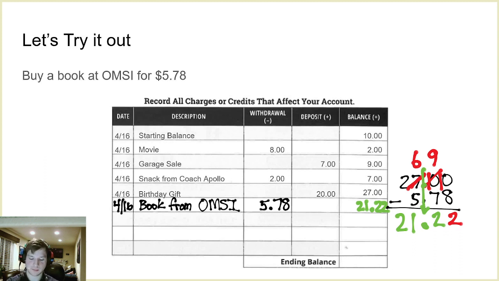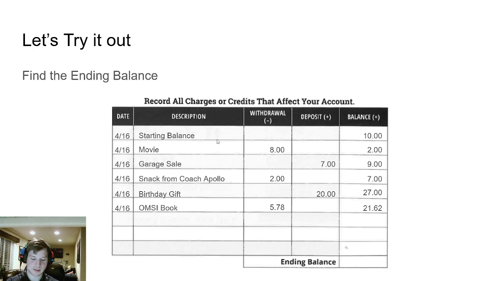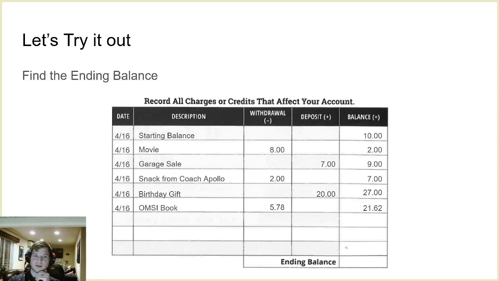Okay, after we did that math, let's see what we need to do next. Next, we need to find the ending balance. Usually we would do this at the very bottom, once we use up all the rows of our check register. But for right now, so that I can keep this video short, we're only going to do these transactions. So my ending balance is just going to be whatever my balance is at that point. So I know that we ended up with $21.62. So that's what my ending balance is going to be, $21.62. Remember, I got that from right there in my balance column.